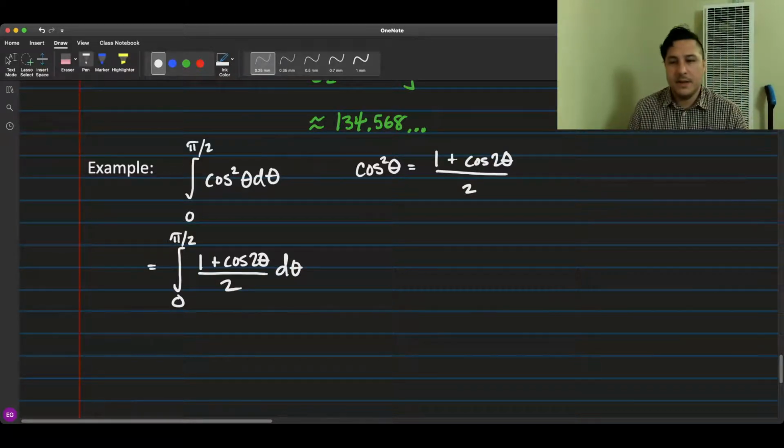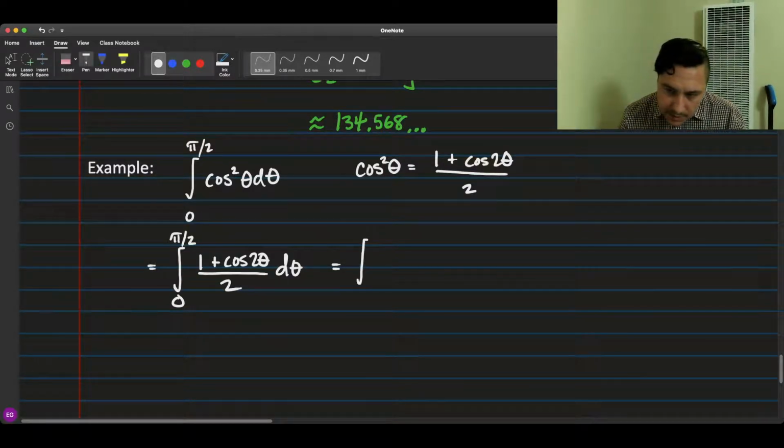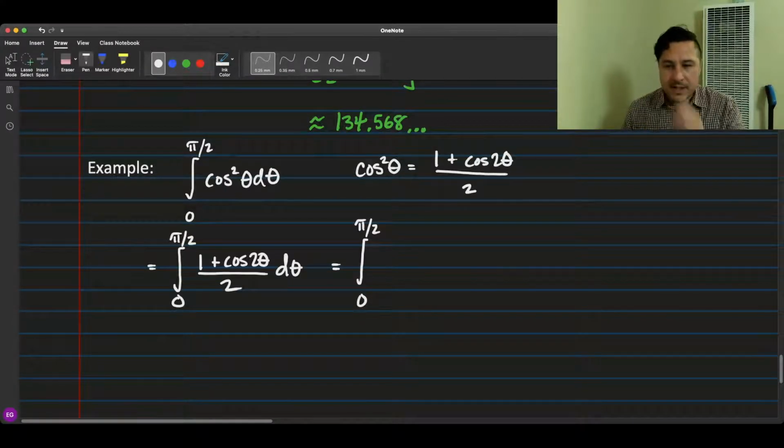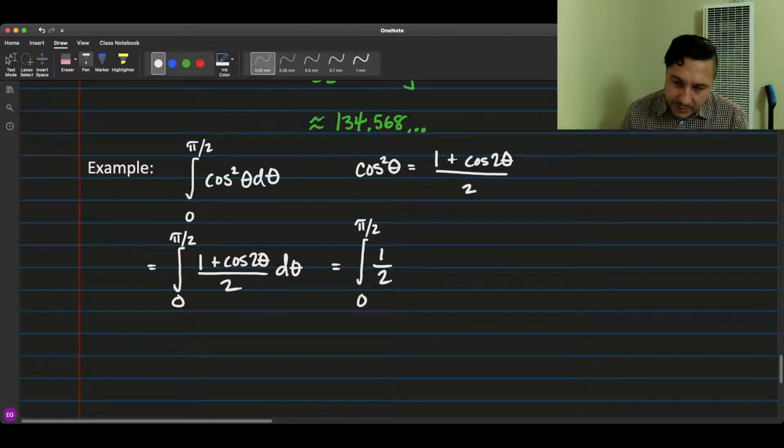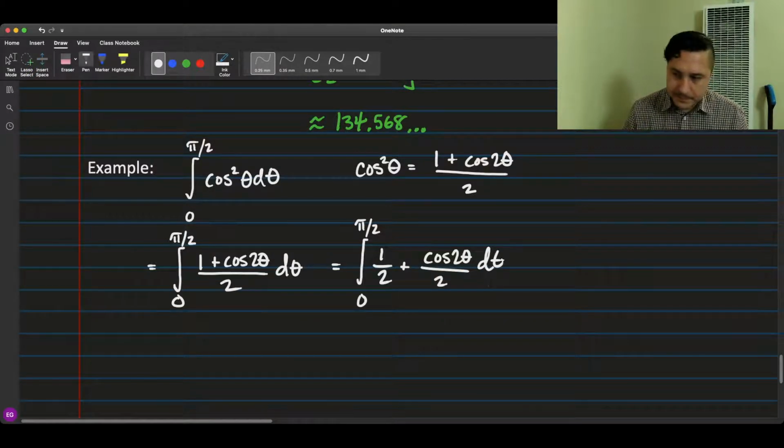Okay, and let's change this up a little more. Let's rewrite the fraction. Let's make that symbol look a little nicer. We'll be integrating from 0 to pi over 2. So we get 1/2 plus cosine 2 theta divided by 2 d theta. So why am I doing this? Well, because it's pretty easy to integrate the 1/2.